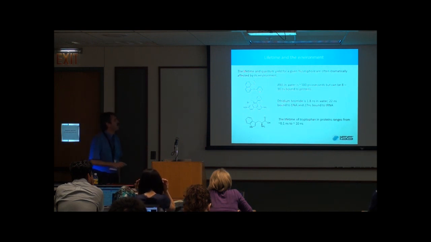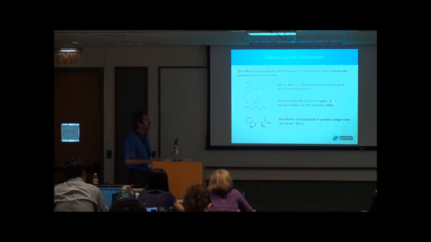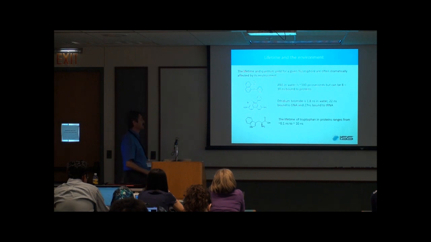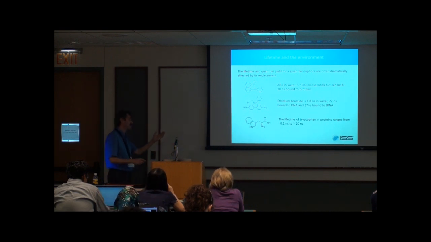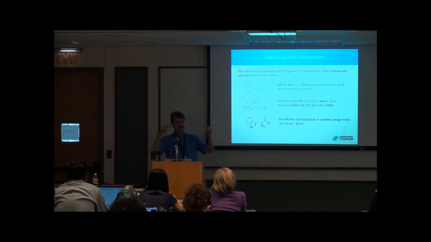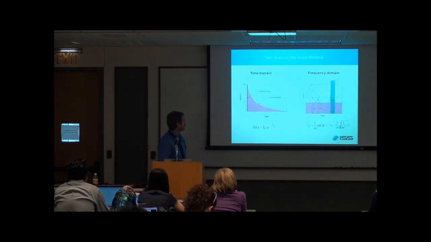Ethidium bromide in water, 1.8 nanoseconds; bound to DNA, 22 nanoseconds; tRNA, 27 nanoseconds. So we can use these observations to carry out a lot of studies. The lifetime of tryptophan: tryptophan is one of the amino acids in a protein, and tryptophan and tyrosine are the ones that emit most fluorescence. Yet in proteins, it ranges from about 100 picoseconds to about 10 nanoseconds, because it depends on where it is located in the protein. Is it outside, in contact with the solution? Is it inside and protected by the environment of the protein?